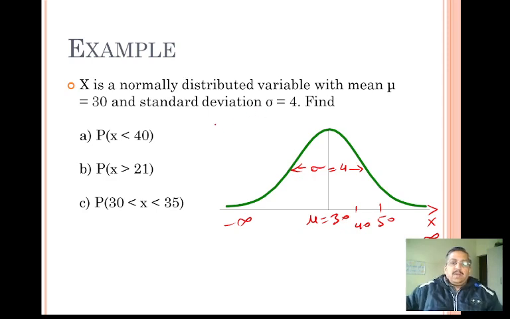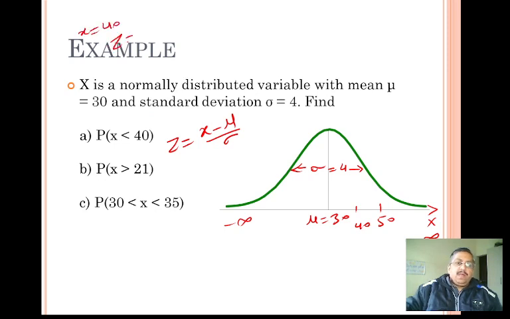To find these areas, we need the integration of these many areas bounded here. To handle that, we will convert using the standard formula, z equals x minus mu upon sigma. There are various values of x available. So for x equals 40, what will be the value of z? z equals 40 minus 30 divided by 4. This comes to 10 by 4.